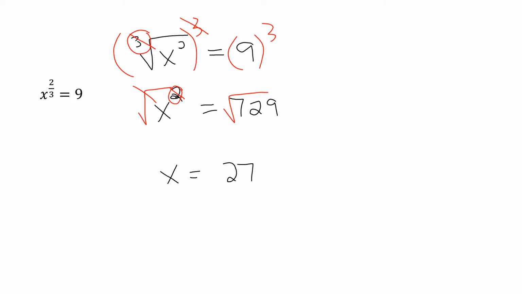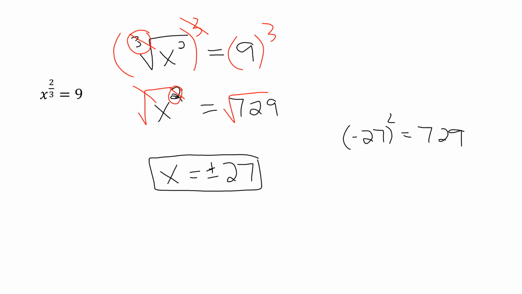But isn't it also true that negative 27 squared would also be 729? So here when you're taking a square root, your answer could be positive or negative 27. 27 squared is 729, so the square root of 729 could be positive 27. But negative 27 squared is also 729. So the square root of 729 could also be negative 27. It could be either one.